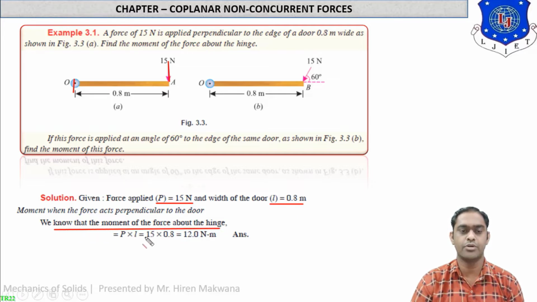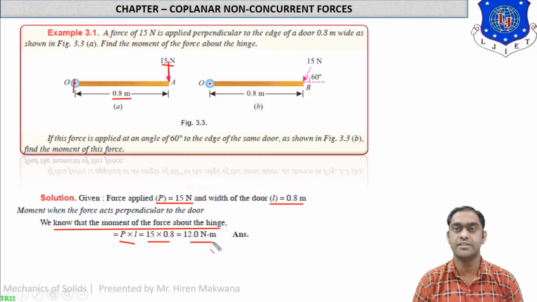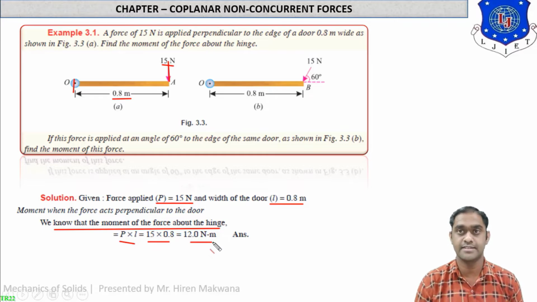moment of the force about the hinge is equal to P into L. So what is P into L? P means force, L means distance. So force is equal to 15 Newton and the distance is 0.8 meter. So 15 into 0.8 will give you an answer of 12 Newton meter, as the force is in Newton and the distance is in meter. So the moment will be 12 Newton meter. This is for the first case.